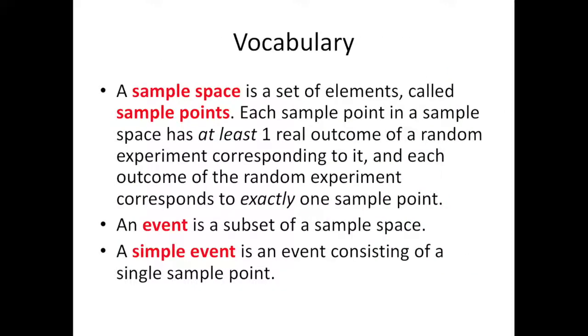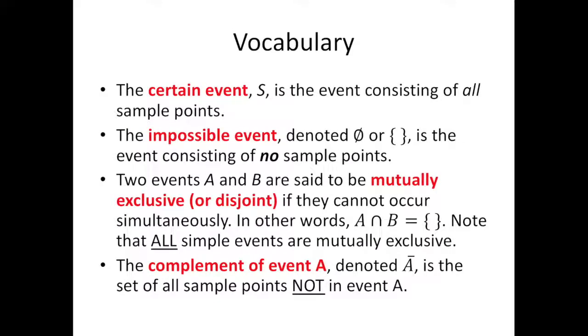So a little vocabulary summary here. Sample space is a set of elements called sample points. An event is any subset of a sample space. Simple events contain only a single sample point. Certain event, which is the sample space, contains all sample points. The impossible event contains no sample points.